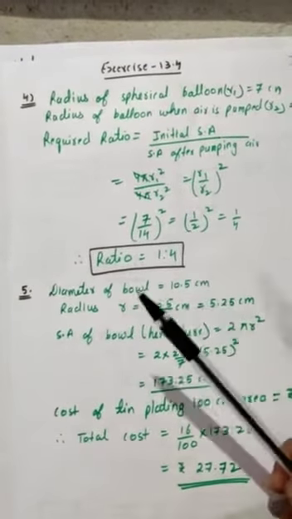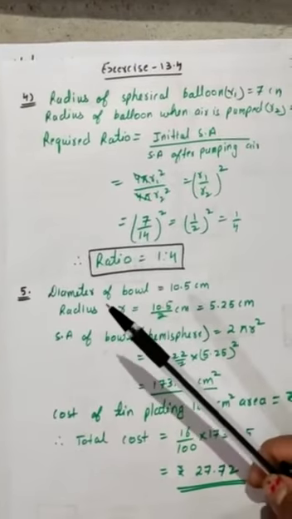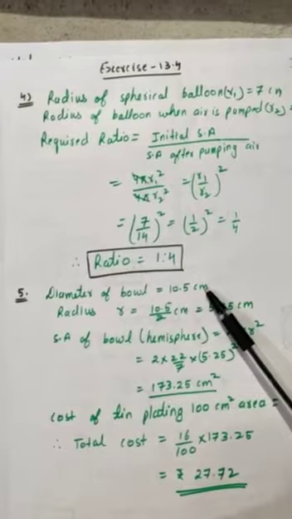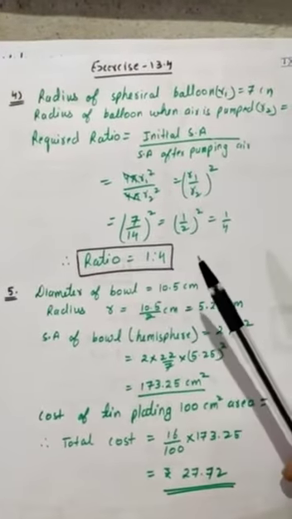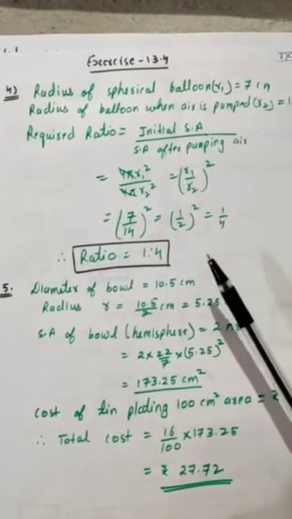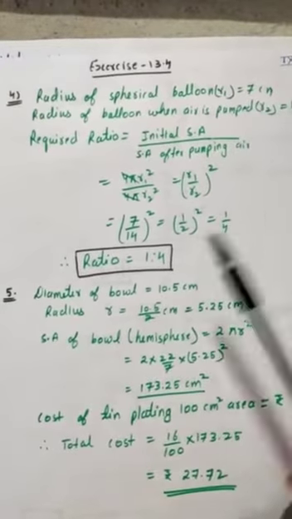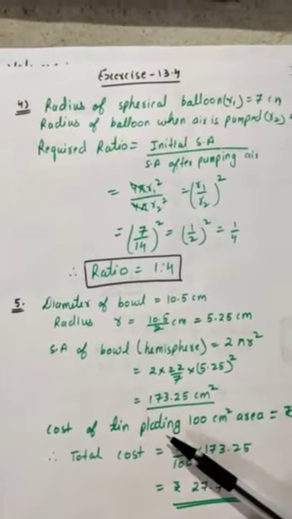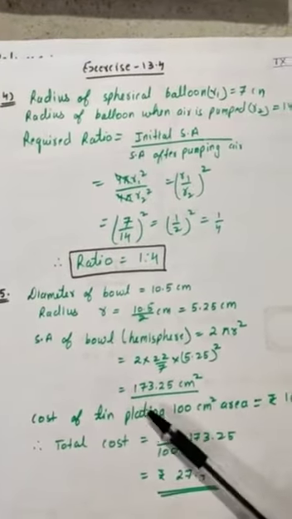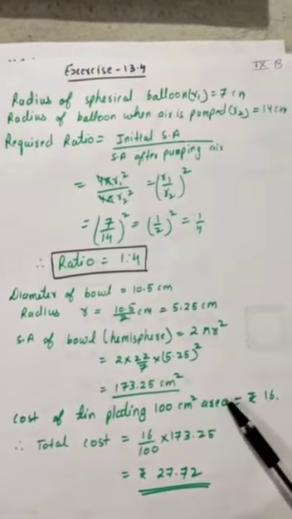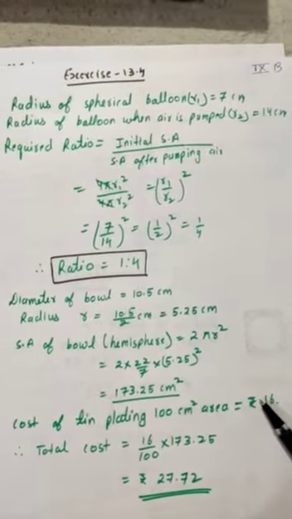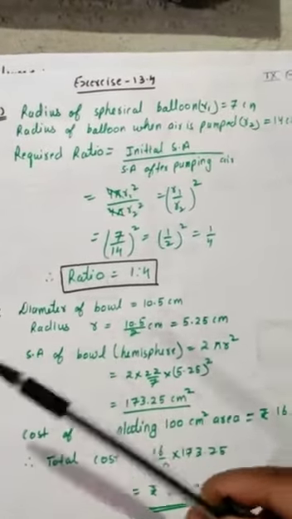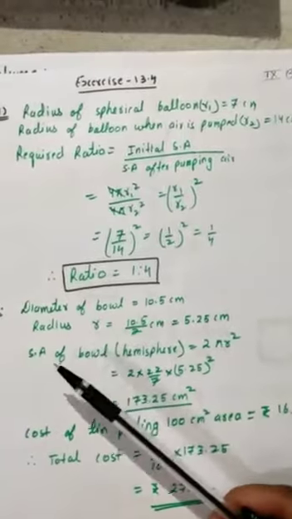Then question number 5. It is given that the diameter of a bowl is 10.5 centimeter, and the bowl is in the form of a hemisphere. If its curved surface area from outside is to be tin plated, what will be the total cost of tin plating if 100 centimeter square area costs ₹16? You know that the bowl is in the shape of a hemisphere and open from the top, so you have to find out its curved surface area.